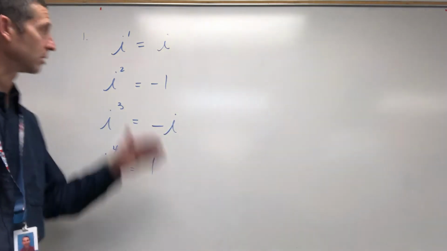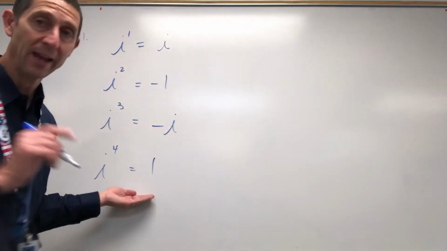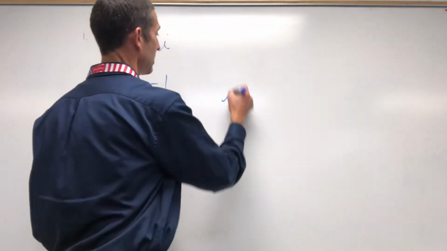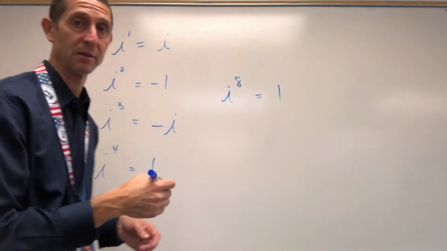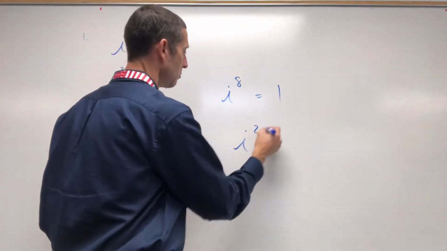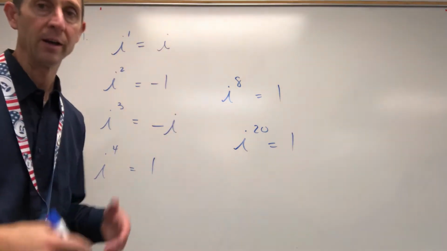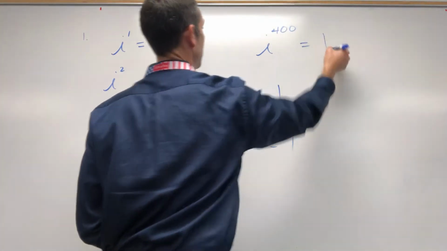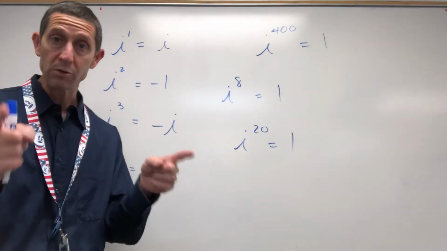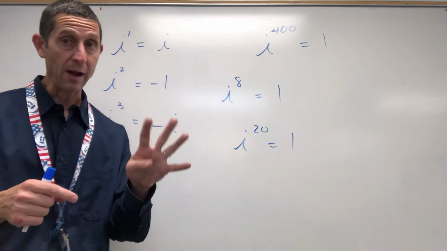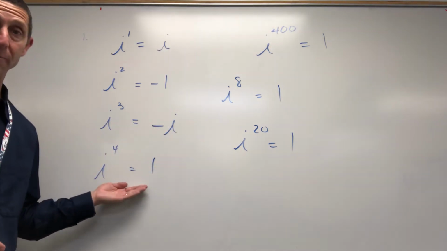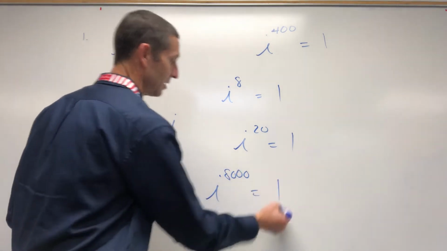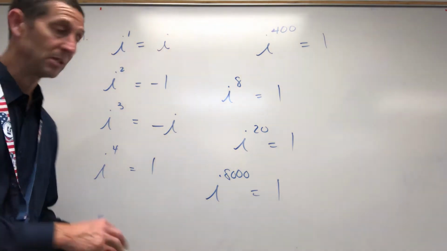This is how the pattern works. It just keeps repeating itself. And every multiple of 4 turns out to be +1. So if you had like I to the 8th, that would be +1. If you had I to the 20th, that would be +1. Every multiple of 4, like if you had I to the 400th, that's +1. So most important one to remember, fourth power, every multiple of 4 turns out +1. Like I to the 8,000 equals +1. Okay, let's do some of these problems.